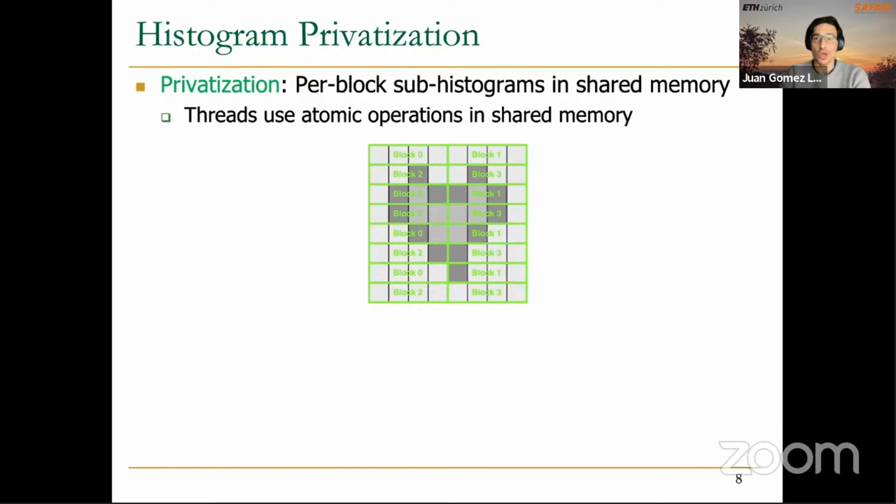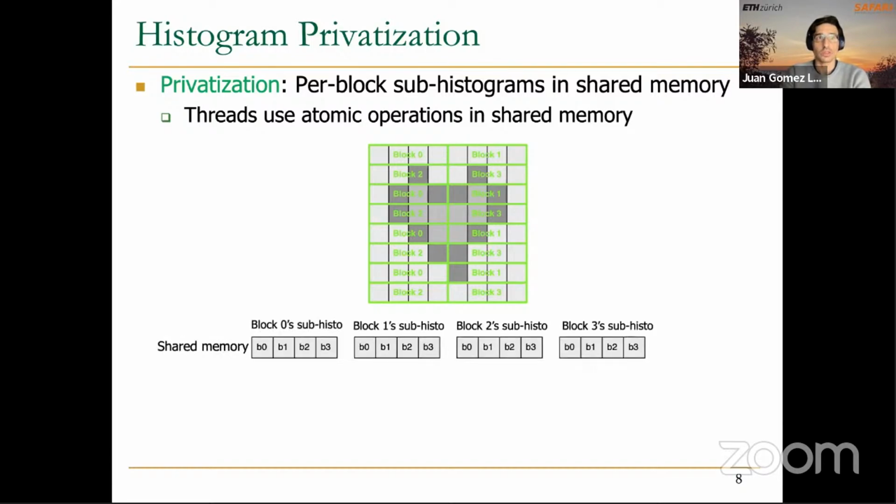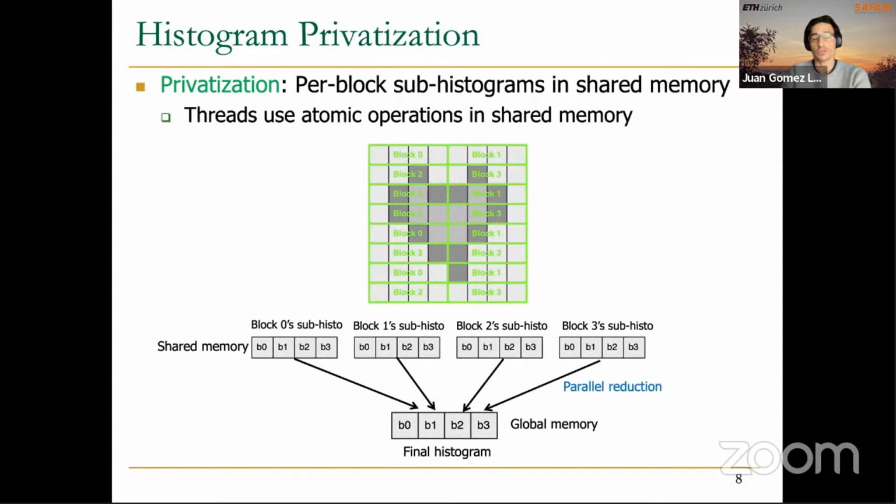And we were discussing ways of optimizing these. And the most commonly used optimization technique here is the privatization. In the privatization, what we do is calculating subhistograms. These subhistograms can reside in shared memory of the GPU cores. And after each thread block has computed its own subhistogram, we can perform a parallel reduction and obtain a final histogram that will be stored in global memory.